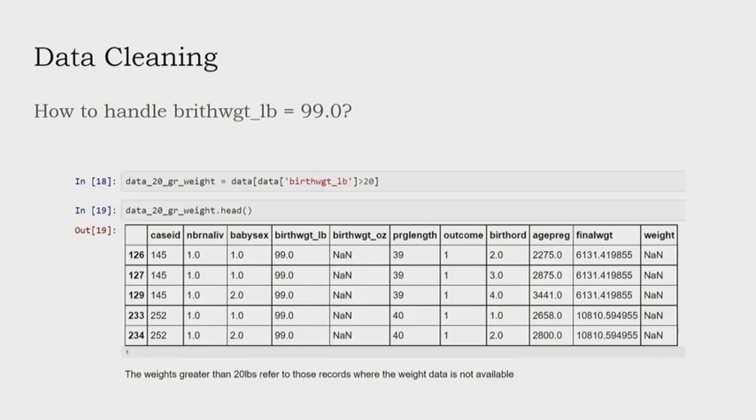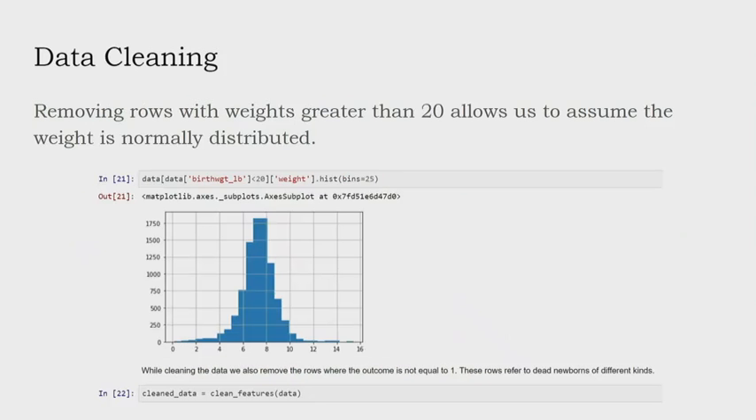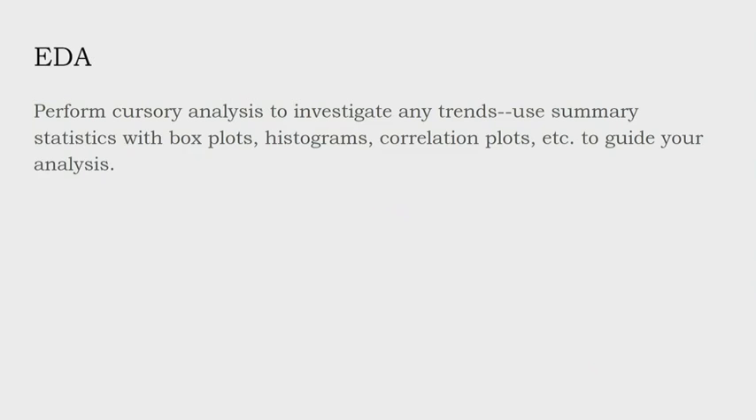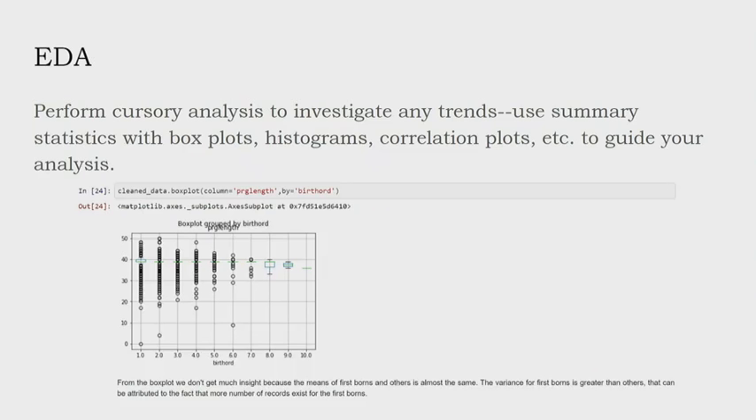Over here, what they are doing is taking the normal birth weights, assuming it should be at least 20 pounds, and taking only those samples that have a birth weight greater than 20. They have increased the number of bins, and by removing the other data samples, it is normally distributed as well. And you can perform cursory analysis to see the pregnancy length and the birth order that is being plotted.